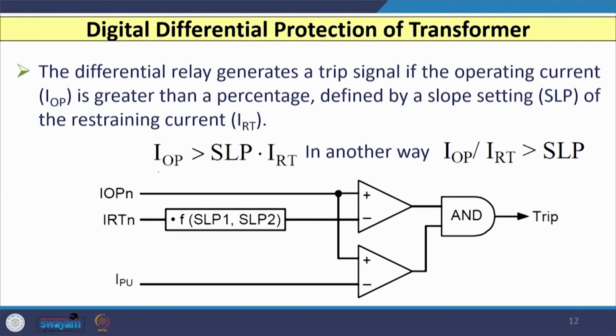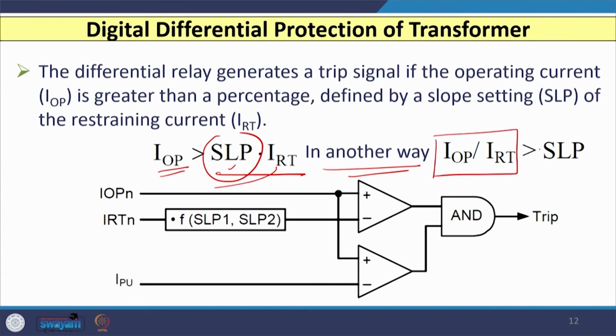So, we have the operating current, and that operating current should be greater than the restraining current multiplied with some slope values. If you have, let us say, single slope characteristic SLP, that is only for one slope. If you use dual slope characteristic, then you can go for slope 1 and slope 2, both the values. In another way, we can also write that if I take this IRT on this side, then I operating by I restraining ratio should always be greater than the slope values.